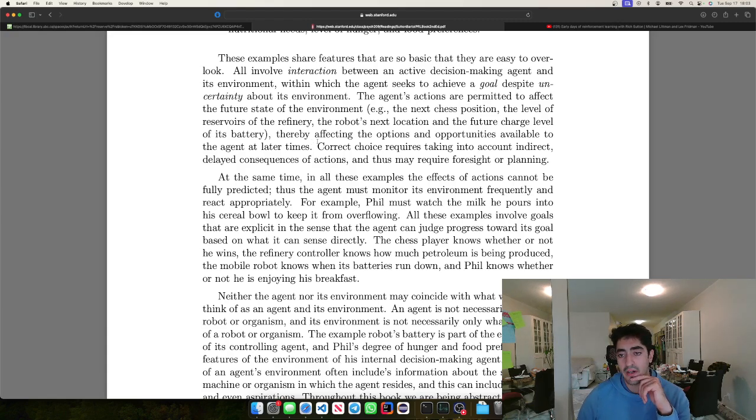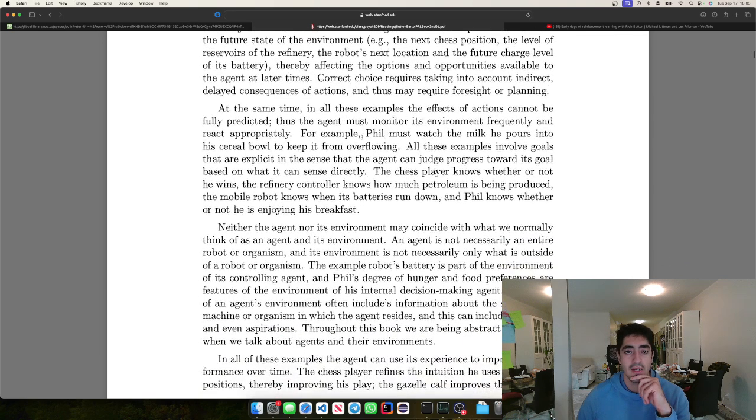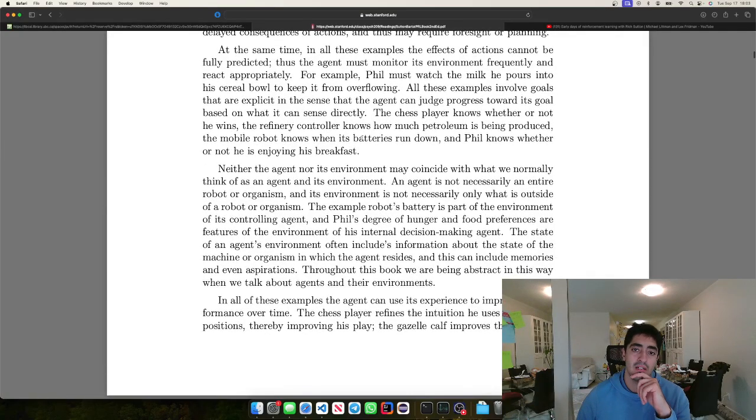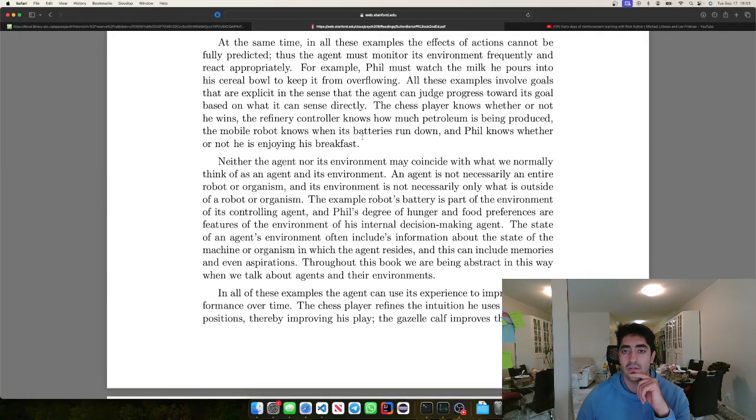Correct choice requires taking into account indirect, delayed consequences of actions, and thus may require foresight or planning. At the same time, in all these examples, the effects of actions cannot be fully predicted. Thus, the agent must monitor its environment frequently and react appropriately. For example, Phil must watch the milk he pours into the cereal bowl to keep it from overflowing.